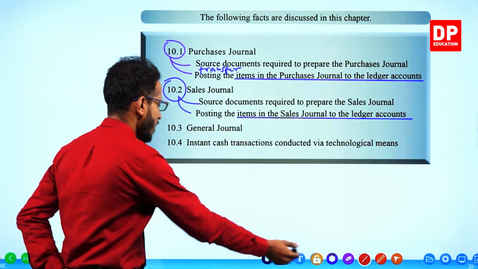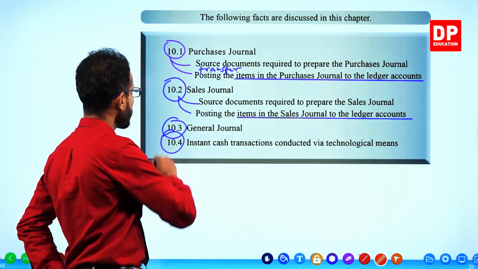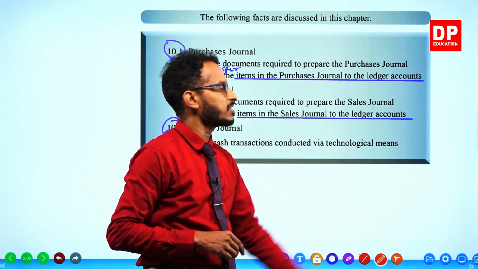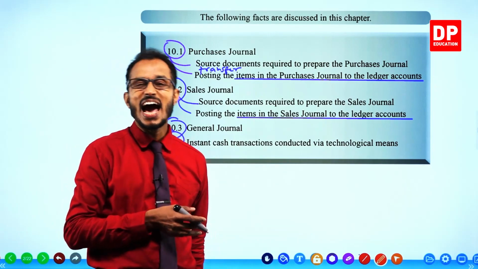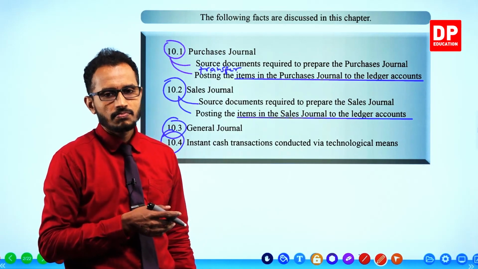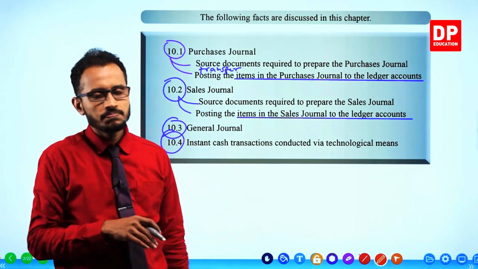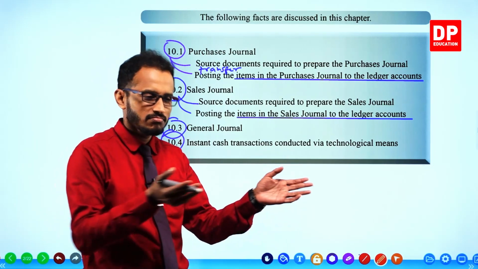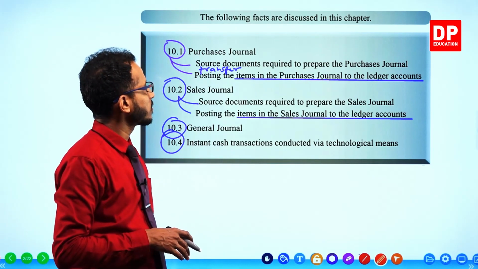Then, children, we have General Journal. Finally, instant cash transactions conducted via technological means. Something that is going a bit into the ICT side of our subject, things which are a little bit into the ICT field. All right. That's it.